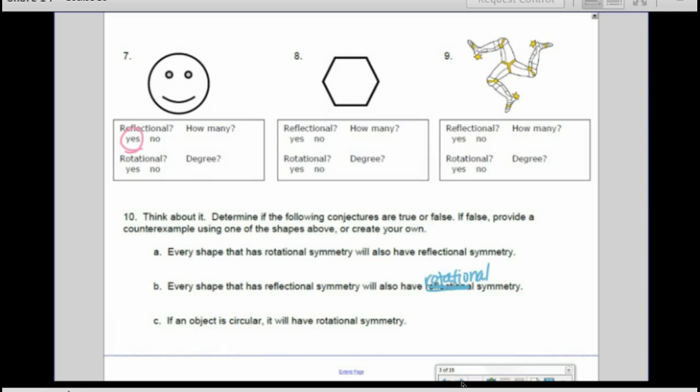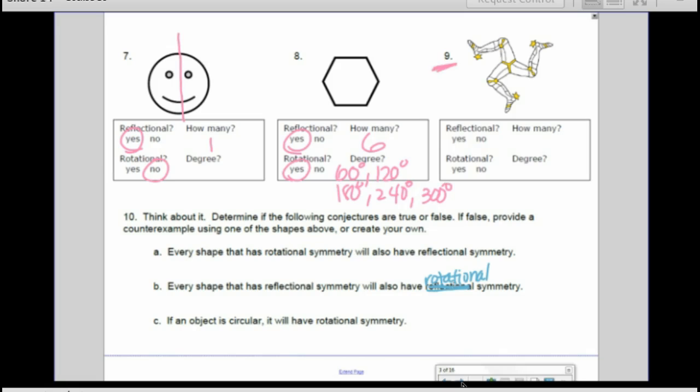Reflectional, yes, and I get just 1. Rotational, no. Reflectional, yes, 6. Rotational, yes. These would be in increments of 60. There's all of them. All right, this one's unique.